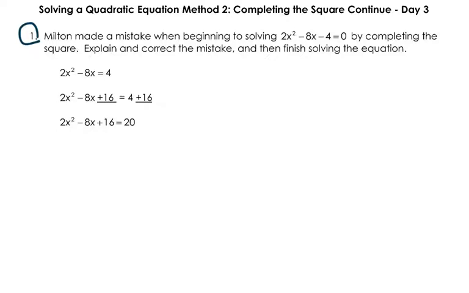So I'll read it again and I'll highlight, and as well for here I'll underline some important stuff. So Milton made a mistake when beginning to solve 2x squared minus 8x minus 4 equals 0 by completing the square. Explain and correct the mistake, and then finish solving the equation. So let's look this over.